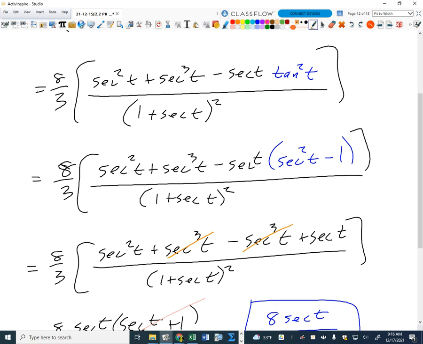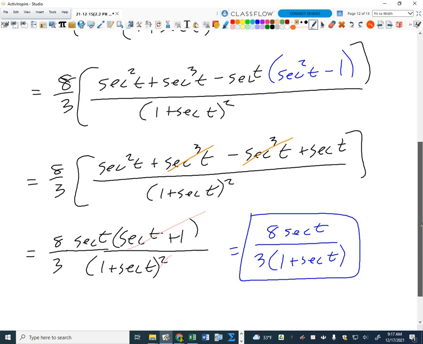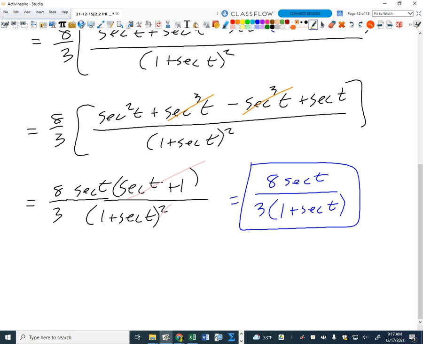Once I get the same species of trig function there, this is going to become a minus secant cubed plus secant. And look, the secant cubes cancel. That's good. And I could factor a secant out of the remaining two terms. If I factor out a secant, I'm left with a secant plus 1. And then look, I've got a secant plus 1 divided by a 1 plus secant quantity squared. So I could cancel one of those factors on the top and the bottom. Everybody seeing that? And I end up with something that's not too bad.